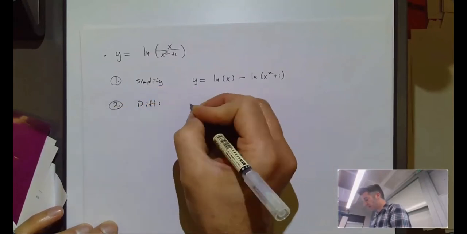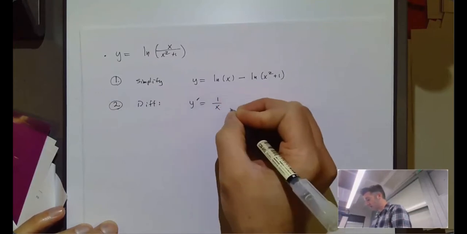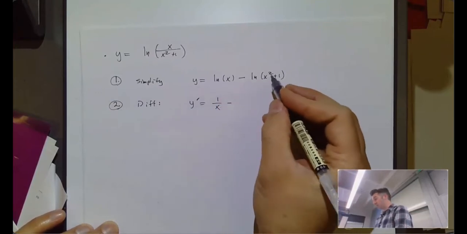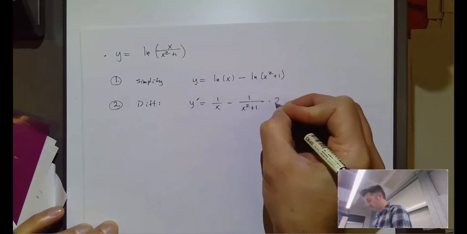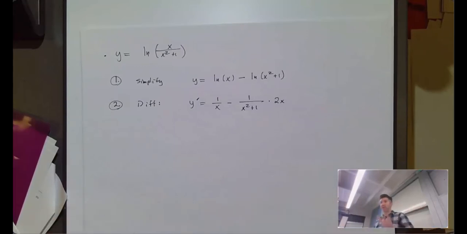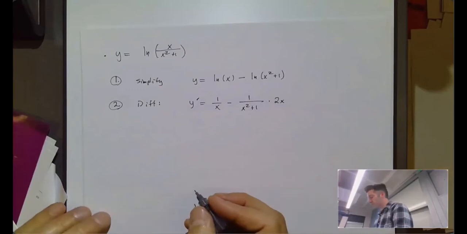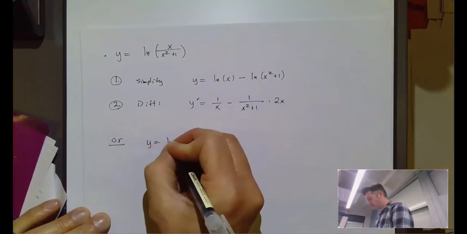So the derivative of the natural log of x is 1 over x. And the derivative of the natural log of some stuff is 1 over the stuff times the derivative of the stuff, which I would leave as is. Now, let's say we forgot that rule, that you could simplify a logarithm. This one you could also do straight away.